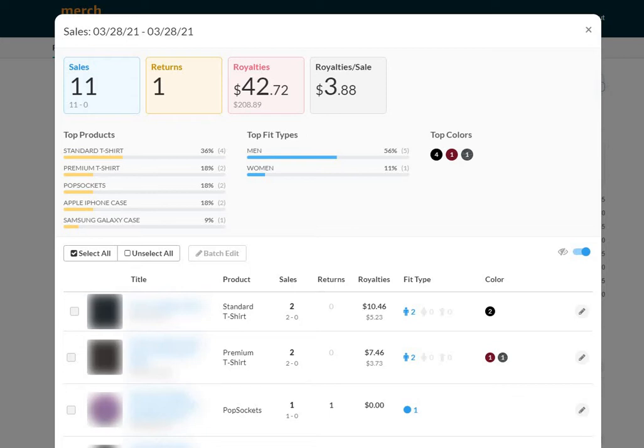As you can see here, we're back to normal, or at least my normal. 11 sales is the total. This resulted in $208.89 in total sales, which equals $42.72 in royalties for my account.